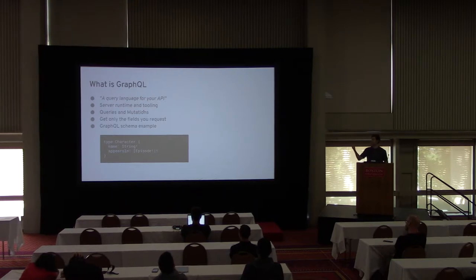An interesting thing is that you only get the fields that you request, and the box there is an example of a GraphQL schema. This defines a type character, and it has two fields, name, which is a string, and it has an exclamation mark, meaning that it's required. And appears in is an array, because it's square brackets, of episodes, and there's an exclamation mark, meaning that it cannot be null, it has to be there, and also the array itself cannot be null, it has to be at least an empty array.